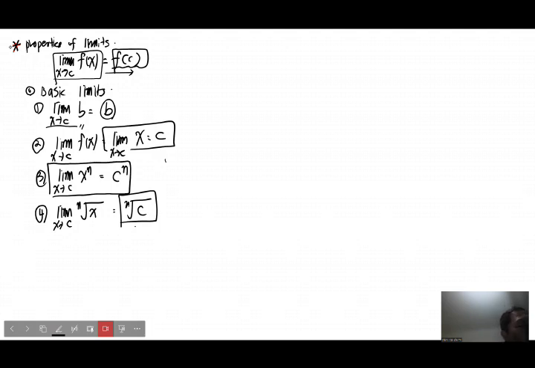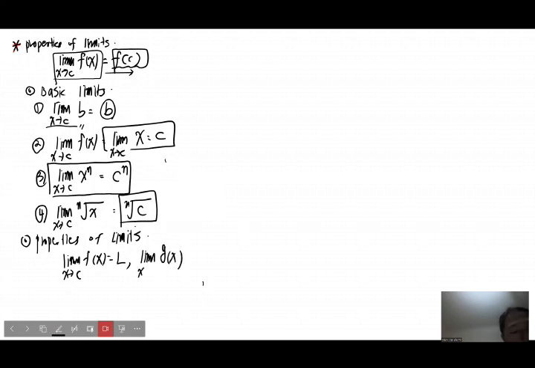Let's take a look at the properties of the limit again. So, properties of limit. Suppose the limit of f(x) is equal to L in case x goes to c, and the limit of the function g(x) for x goes to c equals K.